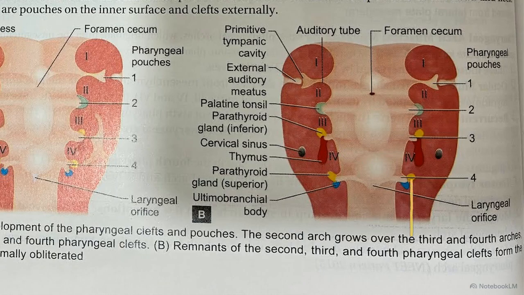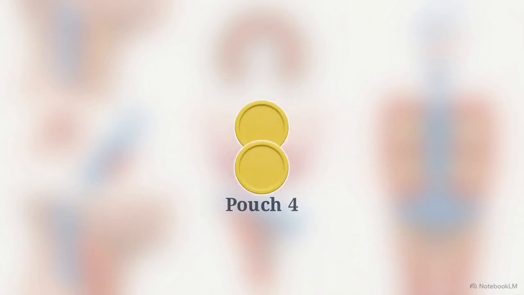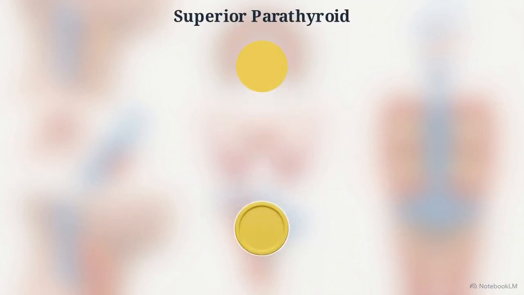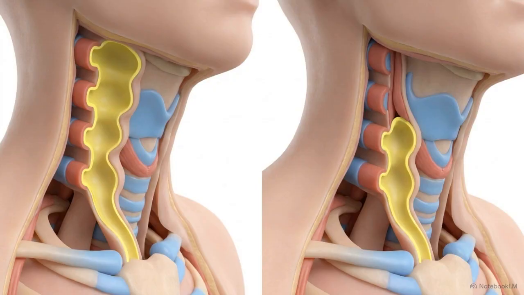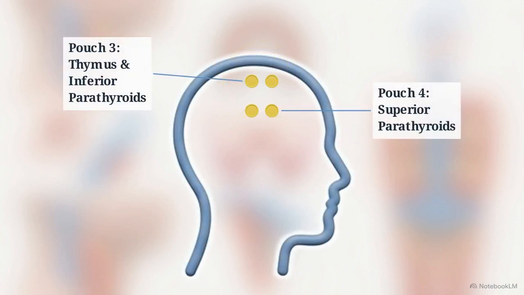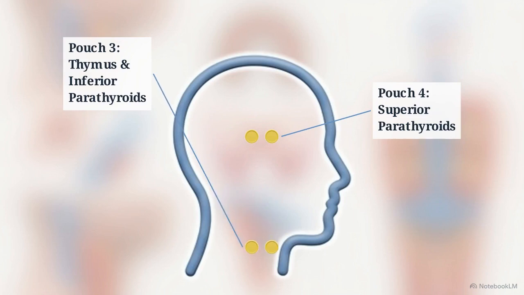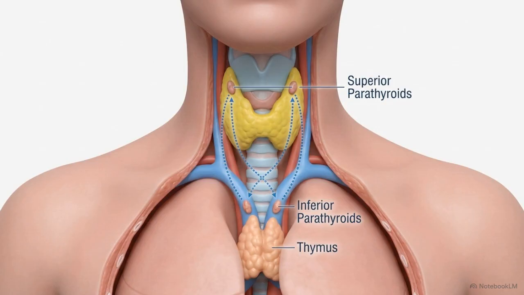The ventral portion forms the thymus, while the dorsal portion forms the inferior parathyroid gland. Pouch 4 also splits. Its dorsal portion yields the superior parathyroid gland, and its ventral structure, the ultimobranchial body, develops into the parafollicular C cells of the thyroid. Notice the physical inversion in this migration map. The structures originating from pouch 3, the thymus and the inferior parathyroids, actually descend much further down into the neck and chest than the superior parathyroids, which originate from the anatomically lower pouch 4.